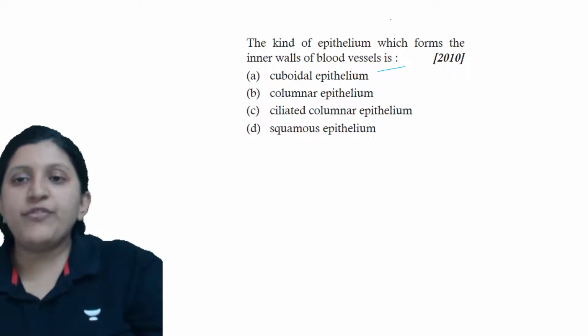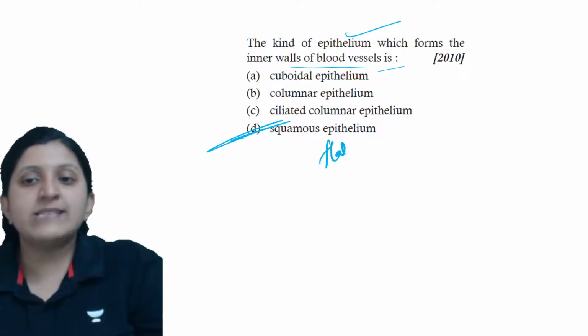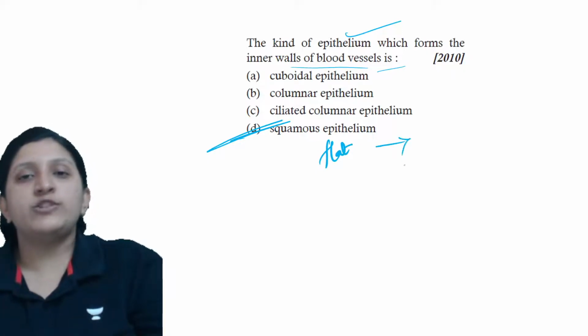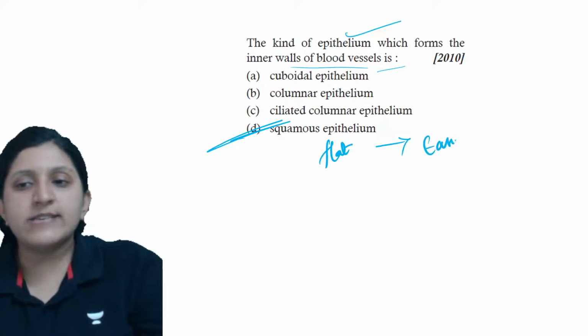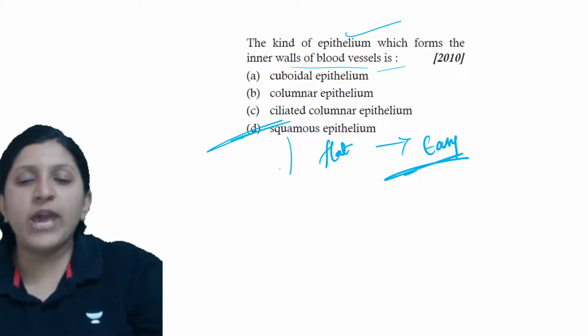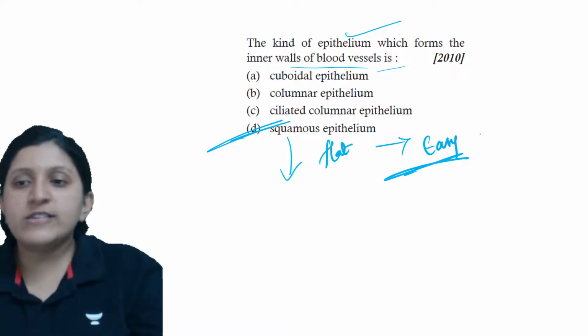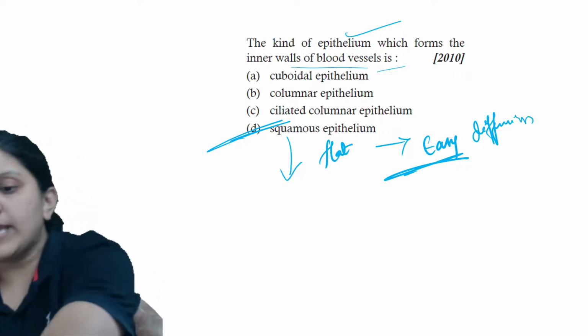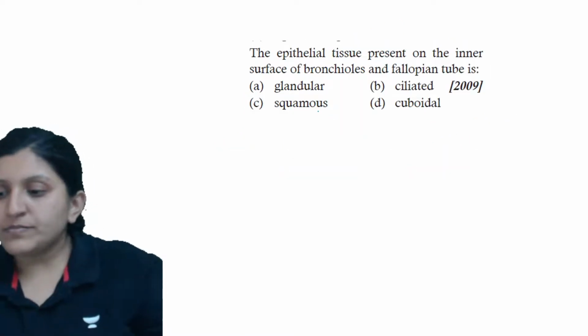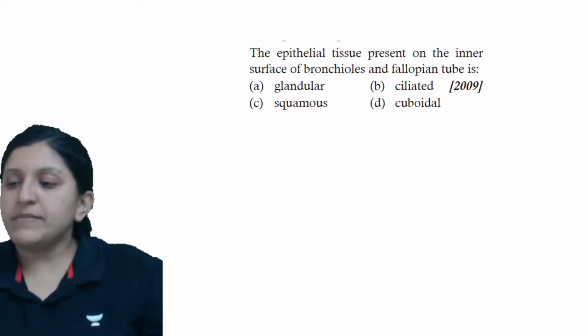Yes. The kind of epithelium which forms the inner walls of the blood vessels is squamous epithelium, because flat cells are required, as easy exchange of gases can be done through them. So you can find squamous, which is basically a flat cell itself, and basically this is for the diffusion of gases, and hence squamous epithelium is present lining this. Simple squamous epithelium, yes, that's right.